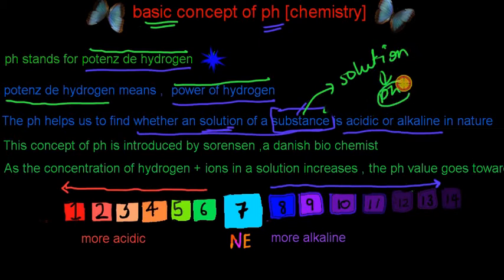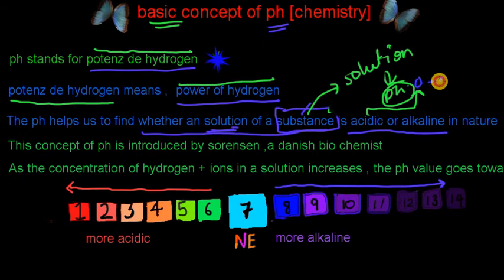So this value determines whether a solution of a substance is acidic or alkaline in nature. If a substance is acidic, then it will have a value ranging from 0 to 6. The solutions of substances which have a pH value ranging from 0 to 6 are called acidic substances or acidic solutions. They have acidic properties.